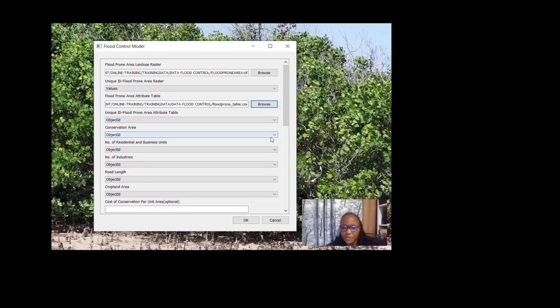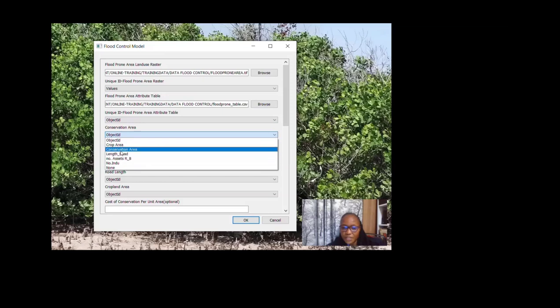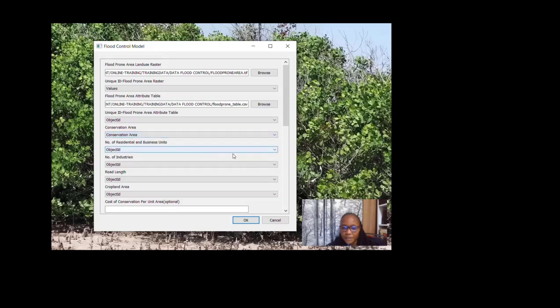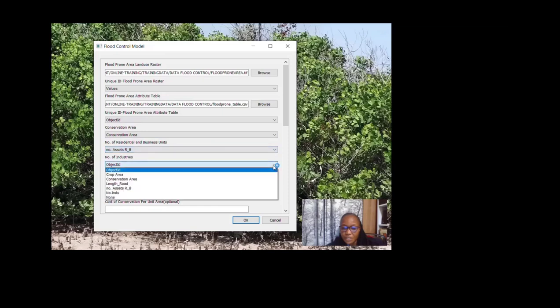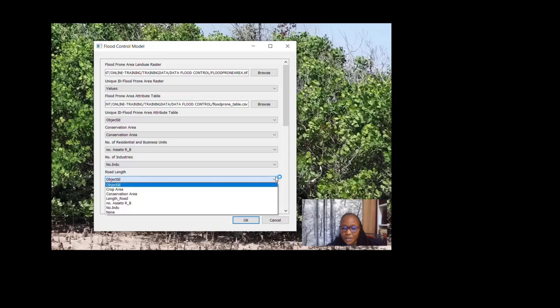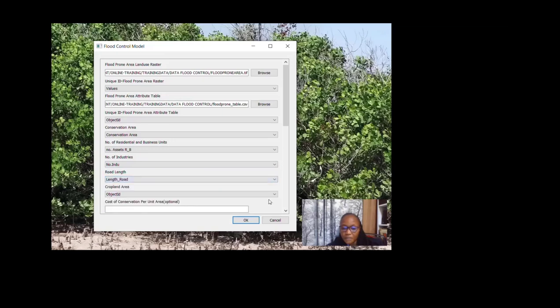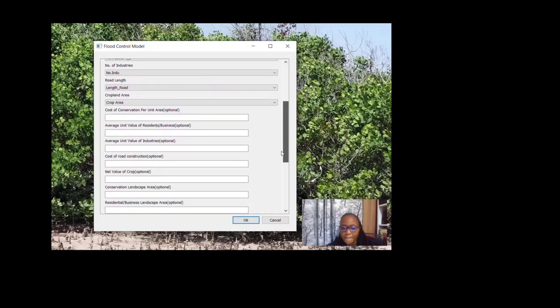Then we move on to fill in the conservation area, number of residential units, number of industries, the length of the road, and finally the cropland area. And then we input the cost.